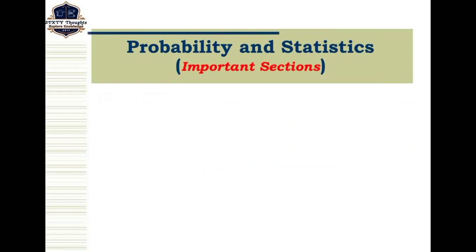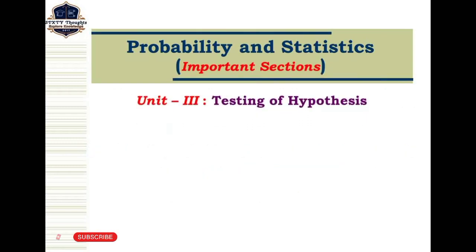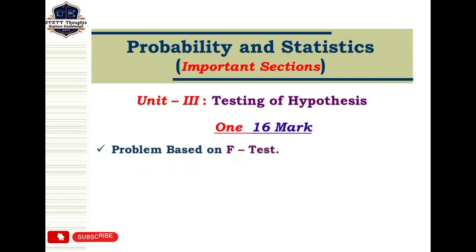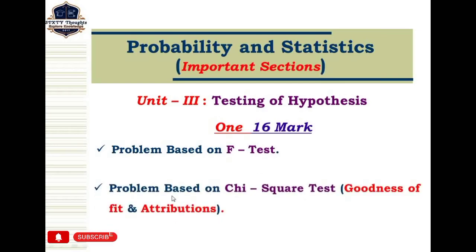Coming to unit 3. Unit 3 name is testing of hypothesis. In this there are only two sections, and from each section they will ask 8 marks. Problems based on the F test, we will expect 8 marks. And the second section is problems based on the chi-square test, goodness of fit and attributes. If you prepare these two sections, compulsorily we will get the next 16 marks.